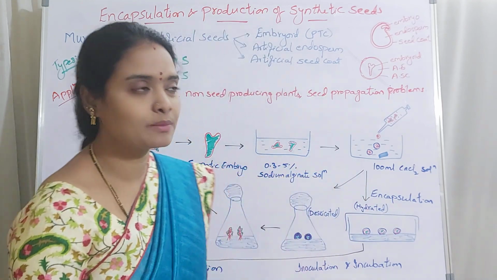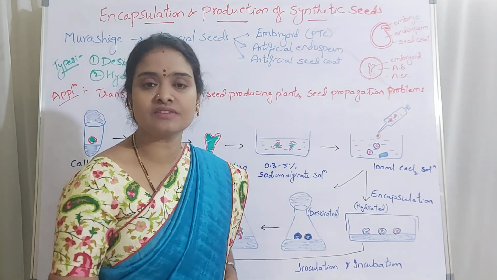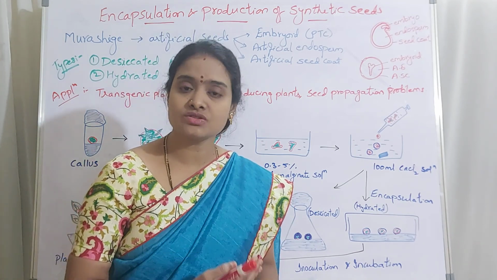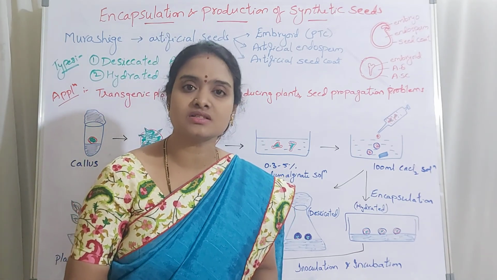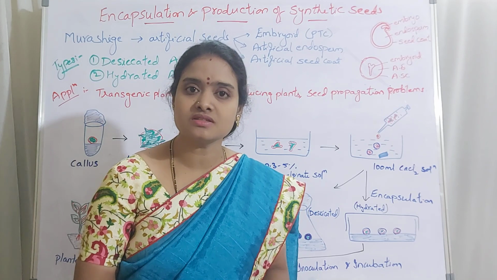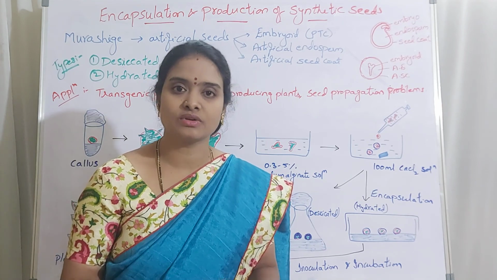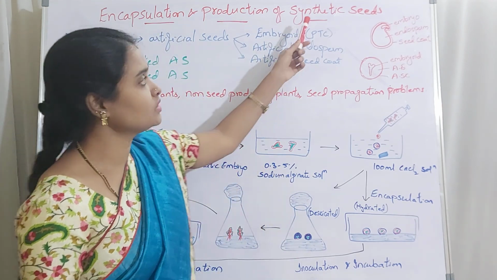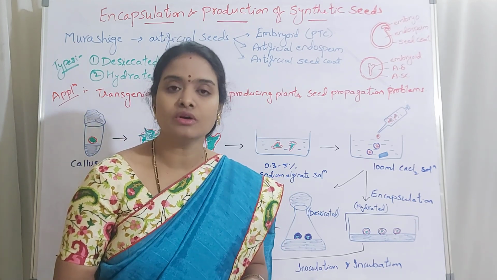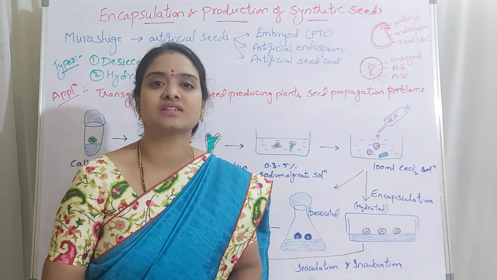So today we will discuss encapsulation and production of synthetic seeds. Here the synthetic seeds itself implies that these are artificial seeds. If you take in vivo condition, naturally the fertilization or the pollination occurs in flowers where the male and female gametes, that is ovules and the pollen grains, fuse to form an embryo which further develops into a seed, right? But here, without the involvement of male and female gametes, simply by using the somatic tissue, we are producing the embryoids, which are further developed or modified to form the synthetic seeds, right?